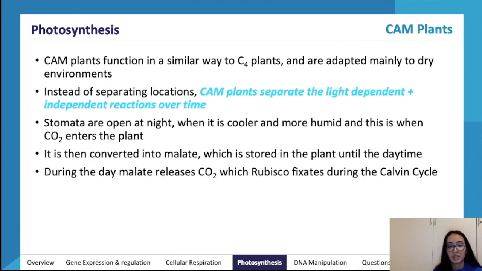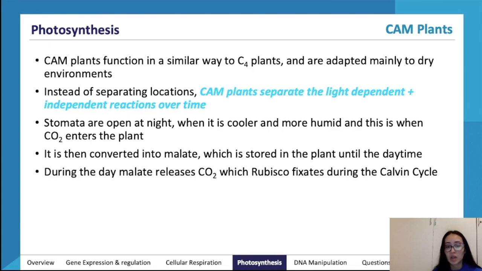CAM plants function in a similar way to C4 plants and are adapted mainly to dry environments. Instead of separating locations, CAM plants separate the light independent and dependent reactions over time. Not locations, sorry. So in C4 plants, corn and other starchy plants, they separate those two stages via actual physical locations. With CAM plants though, you actually separate them over time.